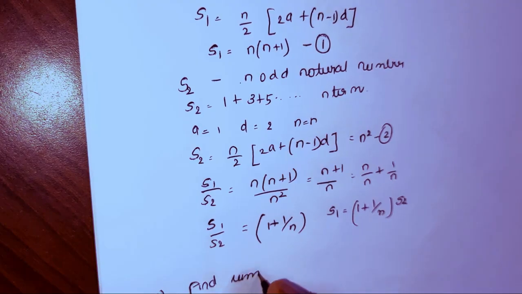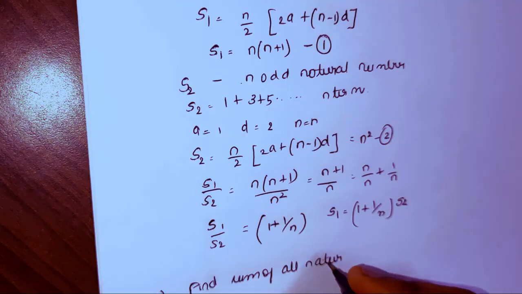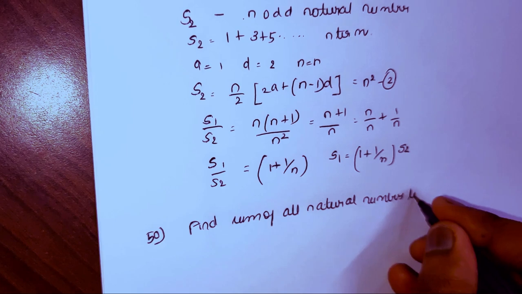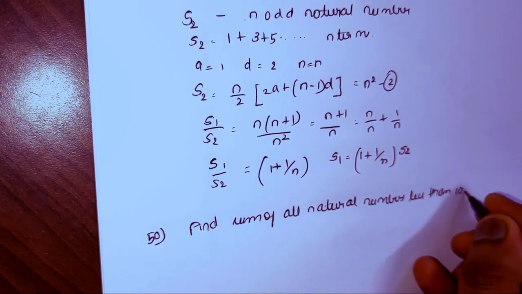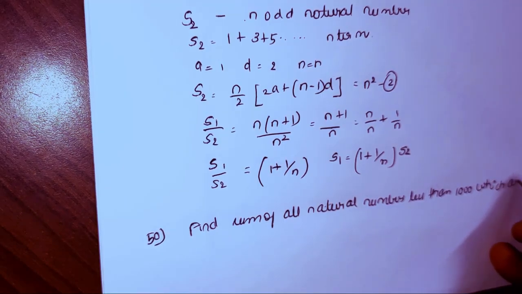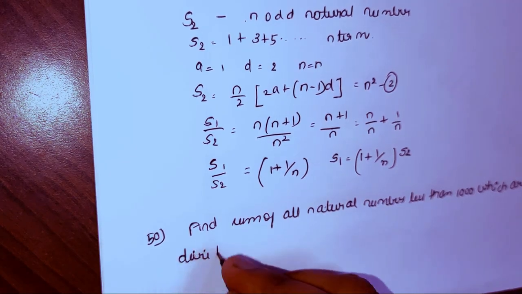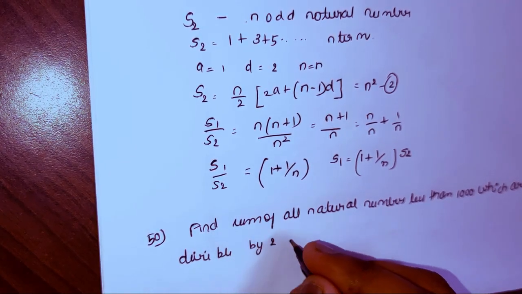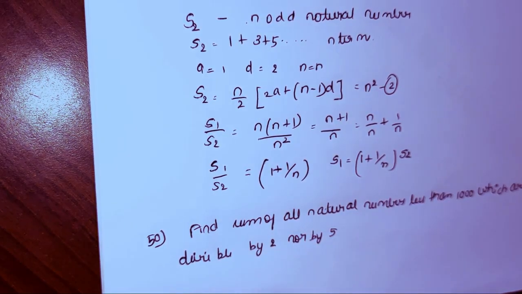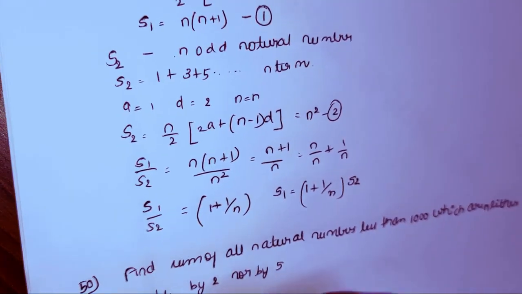Find the sum of all natural numbers less than 1000 which are neither divisible by 2 nor by 5.